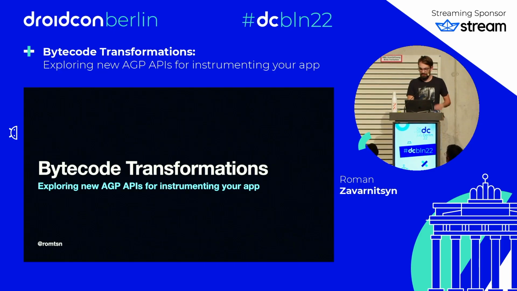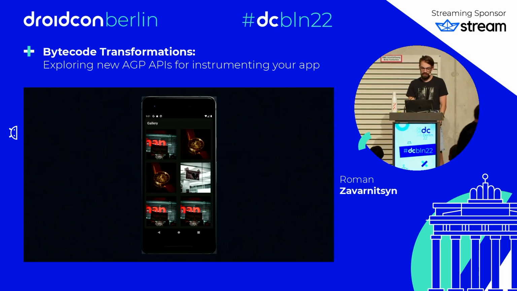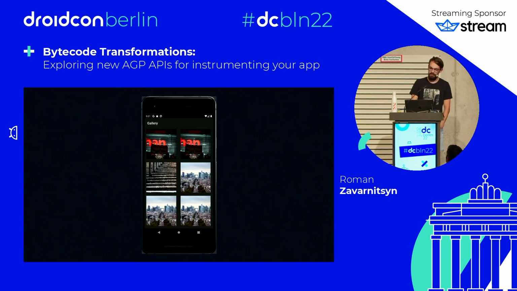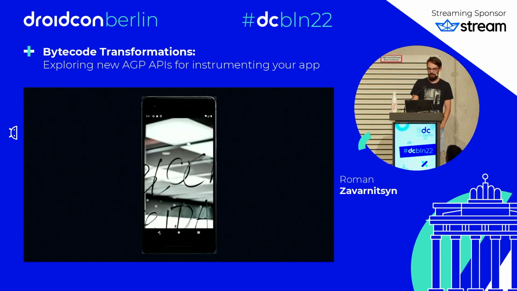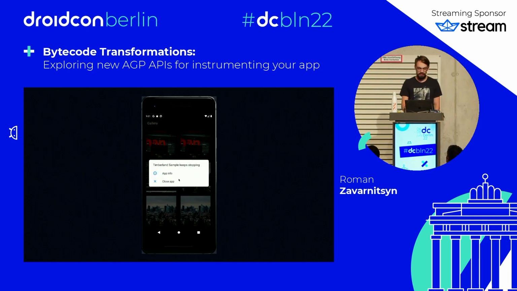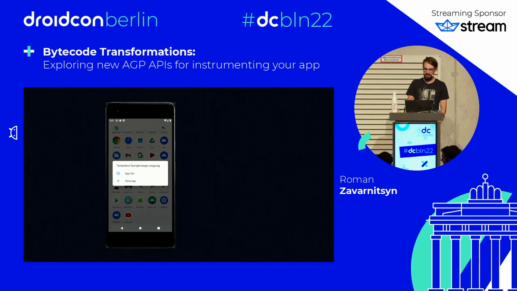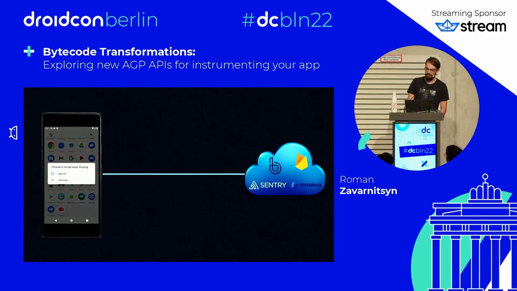But before we dive into the bytecode waters, I just want to expand a little bit on the topic of error monitoring. So imagine we have a simple app, a gallery app, where you can navigate through the pictures, and you can open a picture to see it zoomed in, and also you have some crashes, of course, in your app. Let's assume you are using some cloud solution to report these errors too, so you can monitor them in real time.